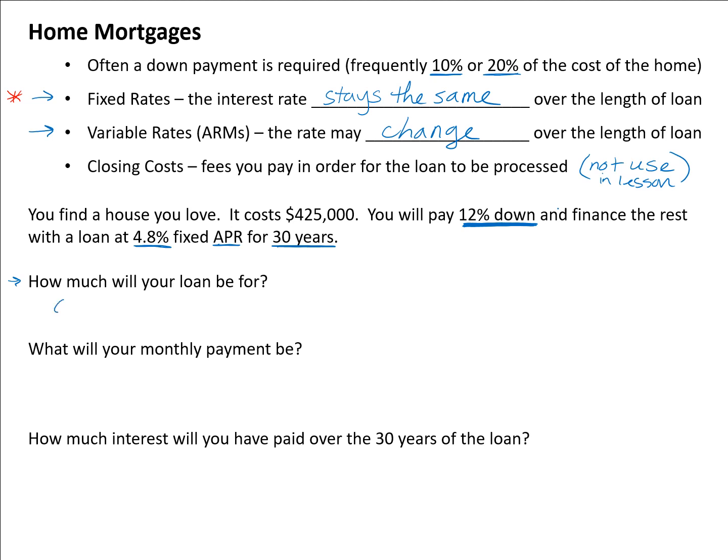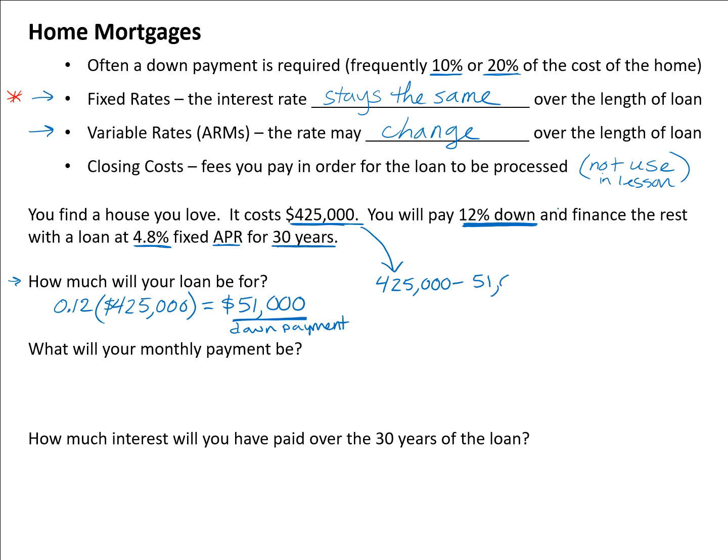So to find 12% of the cost of the home, we would take 0.12 times 425,000. That would give us a down payment of $51,000. So you're putting $51,000 down as a down payment. What that means, therefore, is if the cost of the home is $425,000, your loan is going to be $425,000 minus $51,000. So you're going to be borrowing $374,000. So your loan amount is going to be $374,000. So that's the amount of the loan.